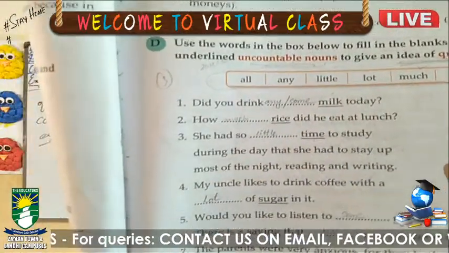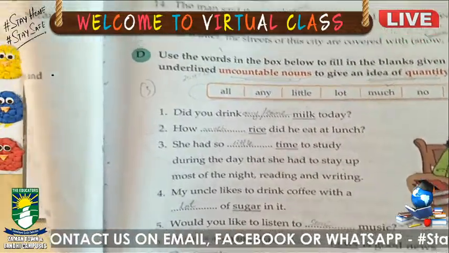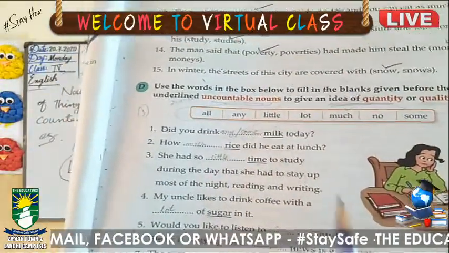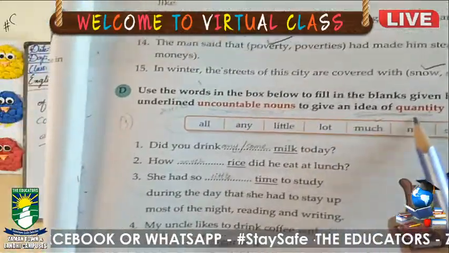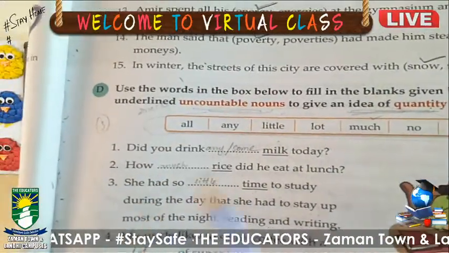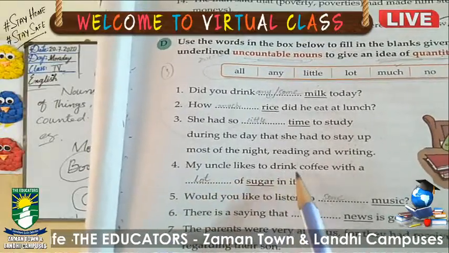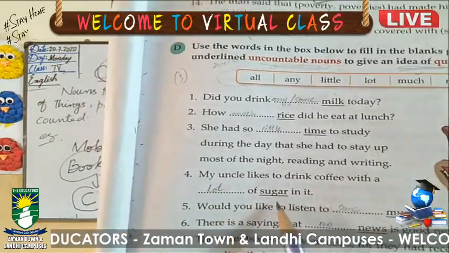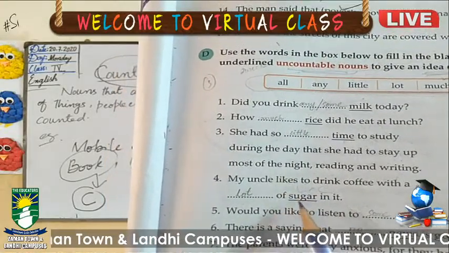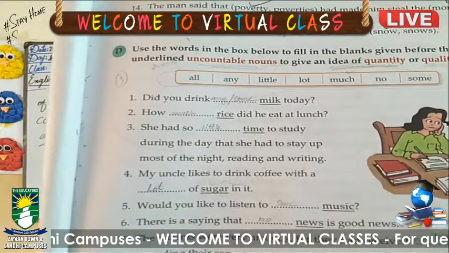The underlined words are uncountable. For uncountable nouns, if you want to get the idea of quantity, quantity means 1, 2, 3, we can't count them, but we can just measure them. So we have to know the quantity, so we will use these particular words. Here, number 4: My uncle likes to drink coffee with a lot of sugar. Guys, I have told you the word sugar is uncountable. So if we want to get the idea of quantity of sugar, we use the word lot.